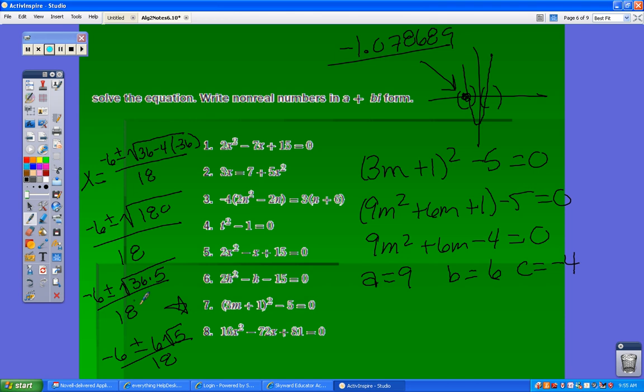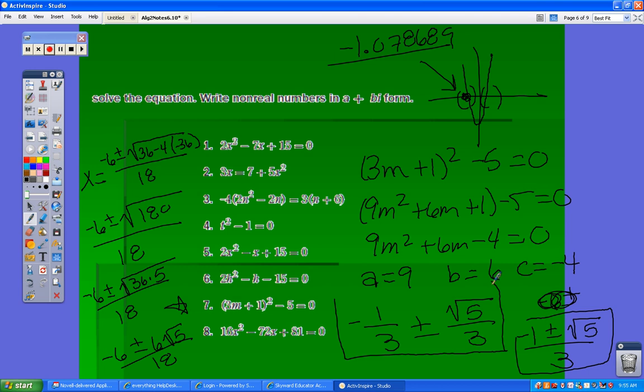Some of you don't remember how to simplify those radicals. Make sure you ask me because you will be responsible for doing that on the test. Negative 6 over 18 is negative 1/3. Plus or minus 6 over 18 again reduces to 1/3. So that's root 5 over 3. You can write it like this. Or you could write it like negative 1 plus or minus root 5 over 3. Either one of these answers would be acceptable.